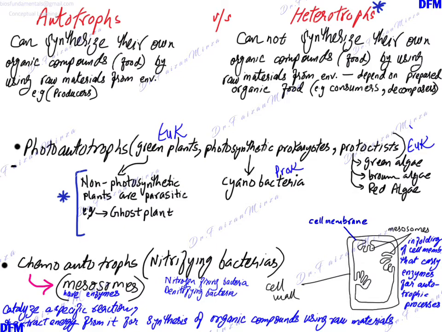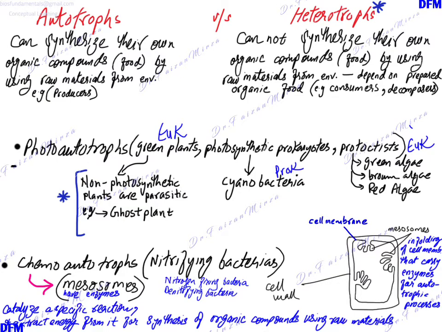What are heterotrophs? Heterotrophs cannot synthesize their own organic compounds, food, by using raw materials from the environment. Rather, they depend on prepared organic food, and that's why they are consumers or decomposers. So we have to feed on some plant diet so that the nutrients stored in the plants become part of our cells, and we build our protoplasm from that. So we are heterotrophs.